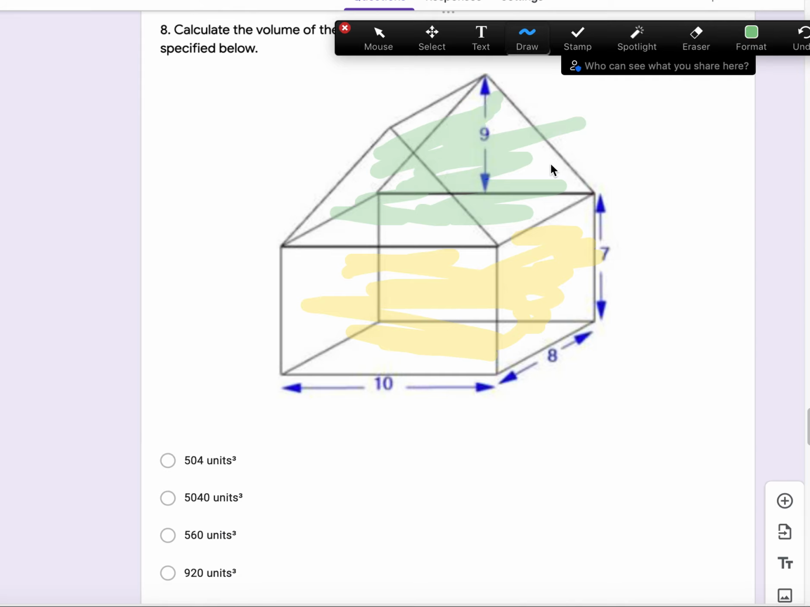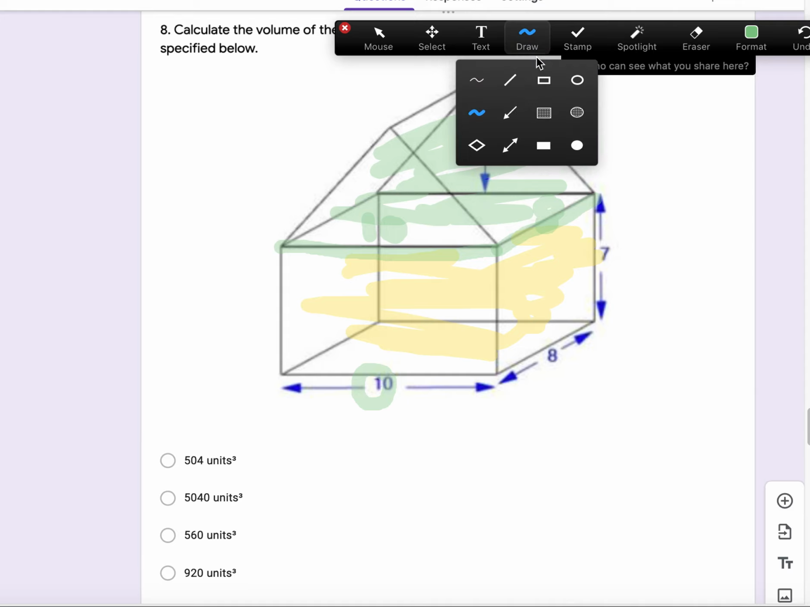Remember, to find the volume of a triangular prism, you need to find the area of the triangle that's at the front and then multiply your answer by the length. So this side here is going to equal 10, because they're parallel. This side here is going to be 8, so because they're parallel, that's going to be 8. And we can see that the height is 9. So we have all the information we need to do this question now.